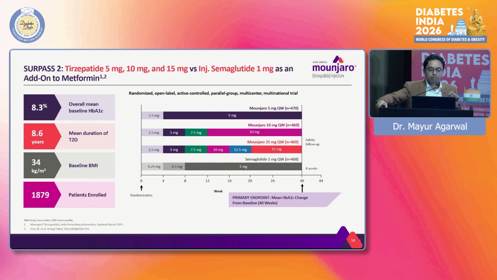And then MTD, that is a concept which is very important in clinical practice also. That is maximum tolerated dose. So some of the patients will not tolerate higher. Okay, so that is what you do in clinical practice also. This was compared to semaglutide.